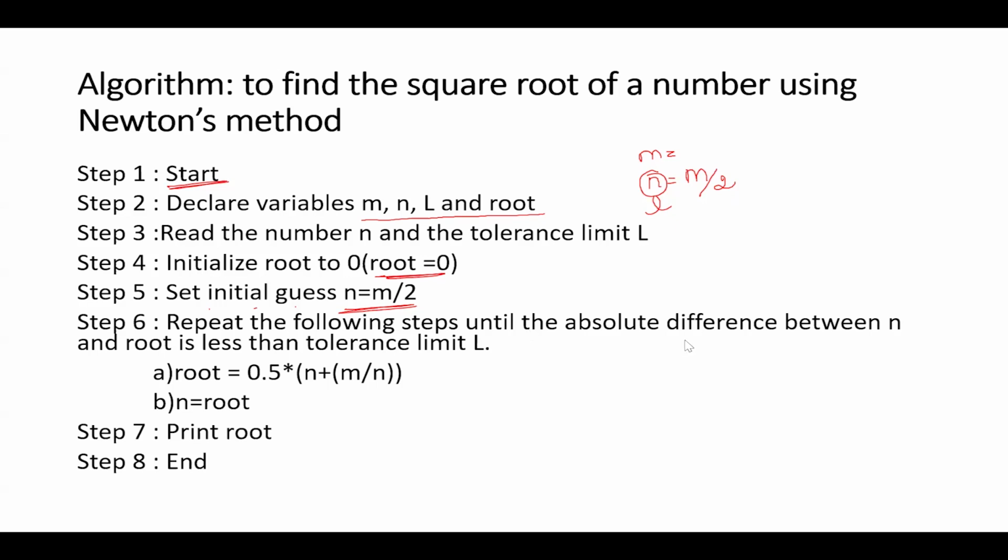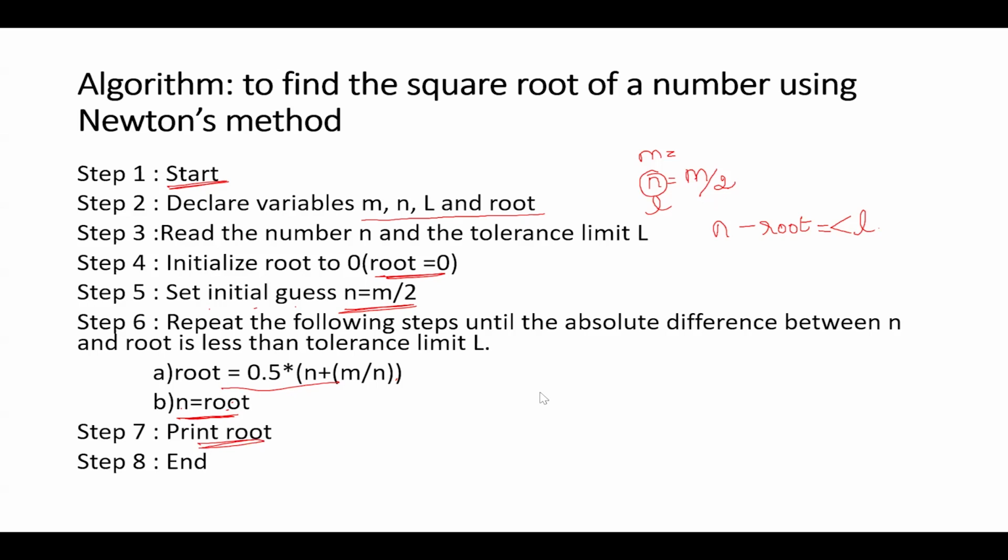Then repeat the following step until the absolute difference between n and the root is less than the tolerance limit. So the difference between n and the root value, whatever we are calculating, we repeat this loop until we get it less than L, and then we apply the formula. If it is not less than the tolerance level, then as we initially guessed m by 2, I will change the value of n to whatever root value I have calculated. In that way we are going to reduce the difference, and then we will print the root.